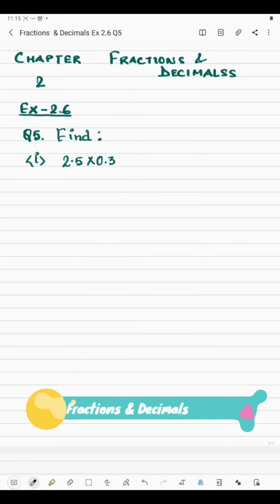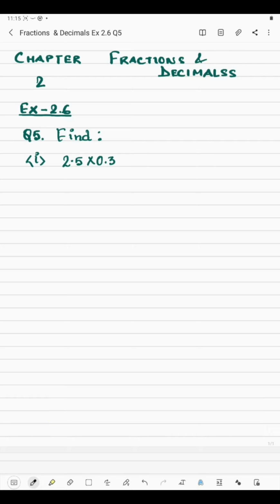Hello students, today I will be starting with question number 5 of exercise 2.6. In this question we have to find 2.5 multiplied by 0.3. Here we have two decimal numbers and we will have to multiply these decimal numbers. So at first we will ignore the point.